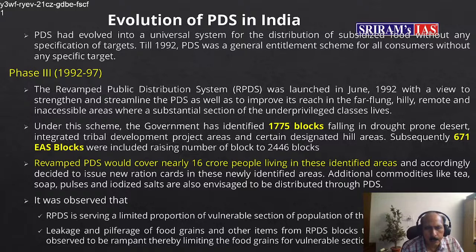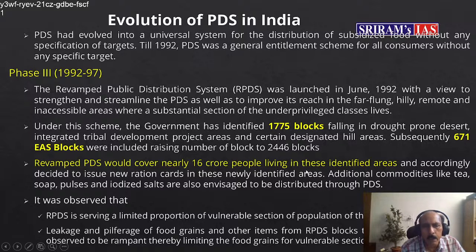And therefore, the government realized that it was no longer necessary to cover the whole population under the PDS system. The PDS system was revamped, and from 1992 to 1997, a revamped public distribution system was launched by the government. Under this system, not all areas of the country are covered. The government identified 1775 blocks which fall in desert areas, drought-prone areas or other difficult areas where accessibility to food grains is difficult. Therefore 1775 blocks were initially selected to provide subsidized food grains.